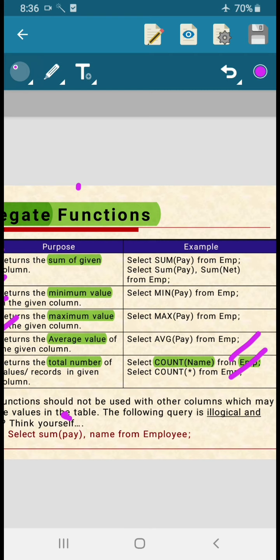Select sum of pay from employee. I want to know how much amount I'm spending on the employees for salaries, then I'll write this query: select sum of pay from employee. It gives the total salary expenditure. In the second example, I am displaying both pay as well as net, and minimum, maximum values. It gives who is getting the minimum salary and who is getting the maximum salary.